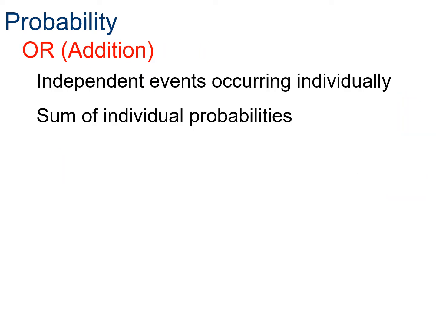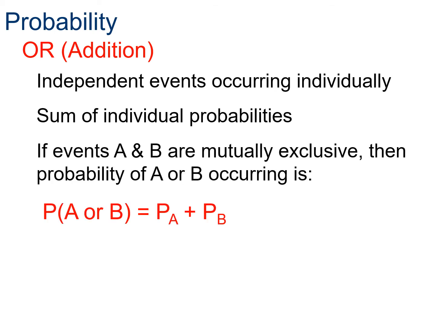Okay, and "or" in probability. Or means addition. Or is the independent results occurring individually, but we're adding the probabilities. So if A and B are mutually exclusive, meaning one happens and the other can't happen, then A or B is the probability of A plus the probability of B.